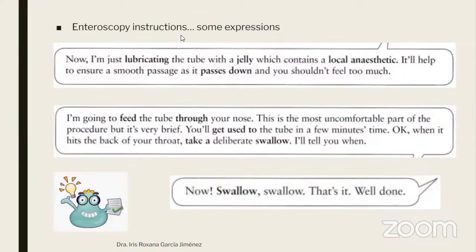Usual enteroscopy instructions, when we consider expressions, could be like this. Now I'm just lubricating the tube with a jelly, which contains local anesthetic. It helps to ensure a smooth passage as it passes down, and you shouldn't feel too much. Another way, I'm going to feed the tube throughout your nose. This is the most uncomfortable part of the procedure, but it's very brief. You'll get used to the tube in a few minutes, okay?